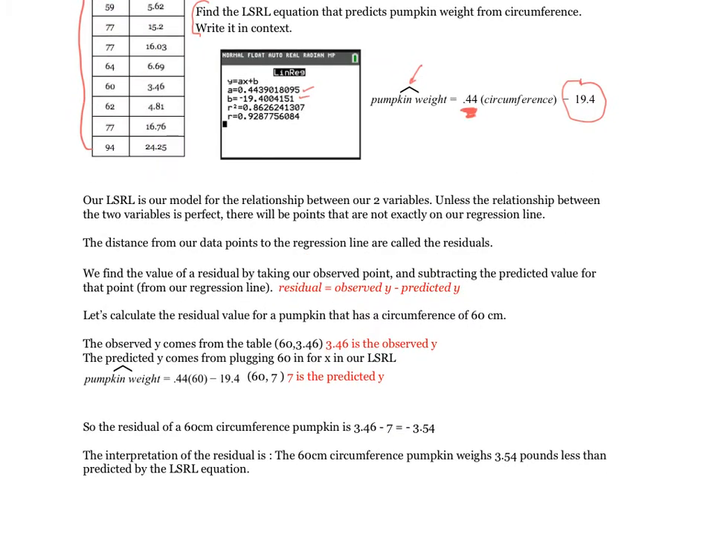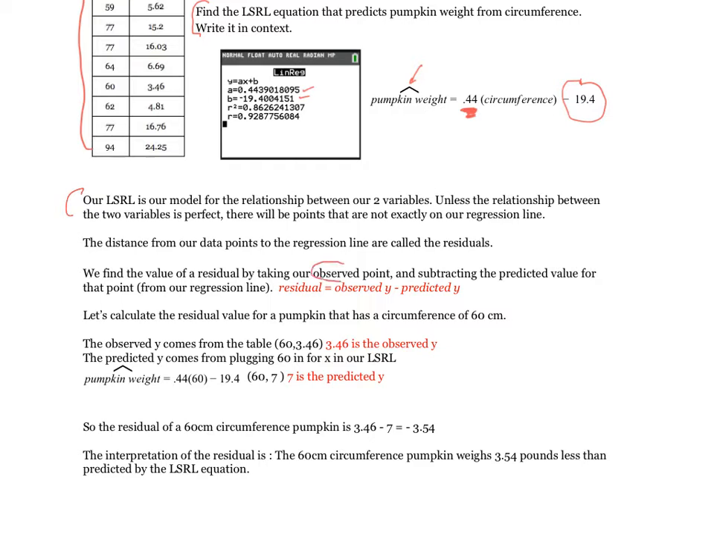Now, our least square regression line is our model for the relationship between our two variables. Unless the relationship between the two variables is perfect, there will be points that are not exactly on our regression line. And we already knew this. The distance from our data points to the regression line are called residuals. Okay? We find the value of a residual by taking our observed point and subtracting the predicted value from that point. Okay?